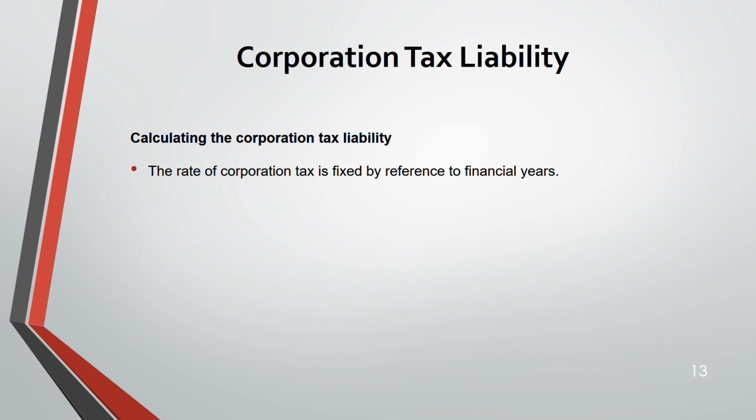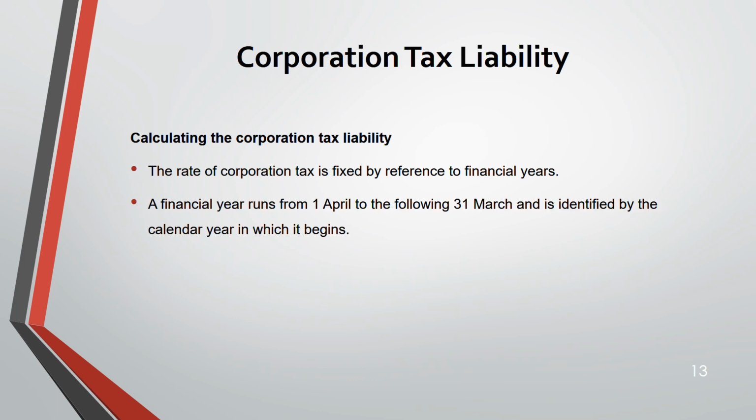Now, the rate of corporation tax is fixed by reference to the financial years. Do not get confused with the individual when we pay income tax. There the tax year runs from 6th April to 5th April. Here for companies, the financial year runs from 1st April to 31st March. Do not confuse the individual and the company together. The dates are different. There it was tax year, here it is financial year that runs from 1st April to 31st March.